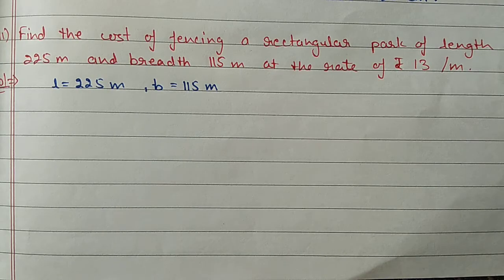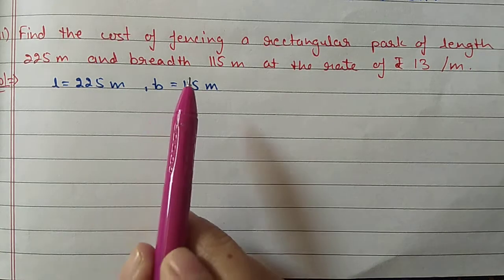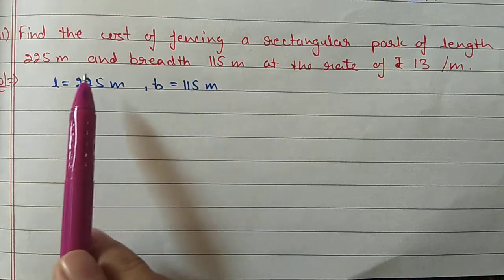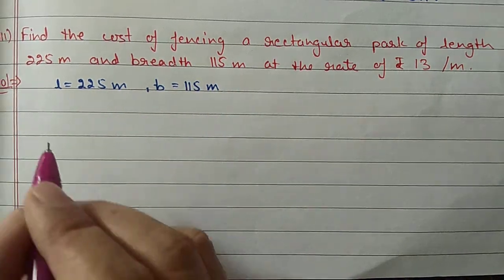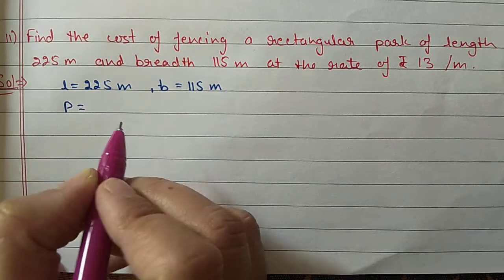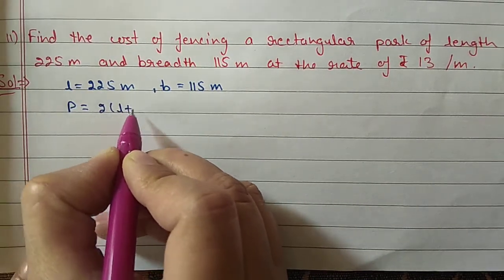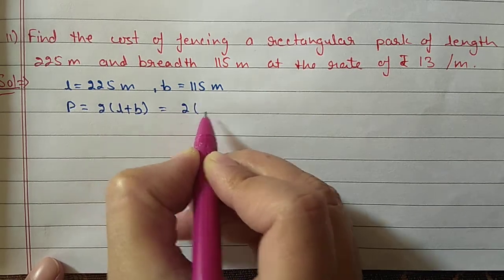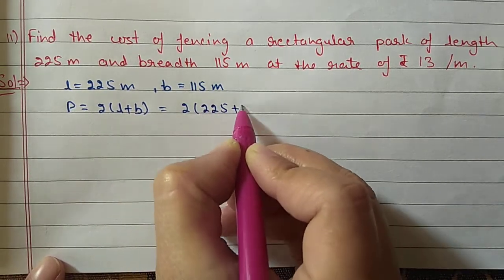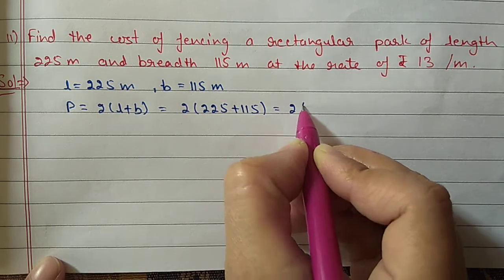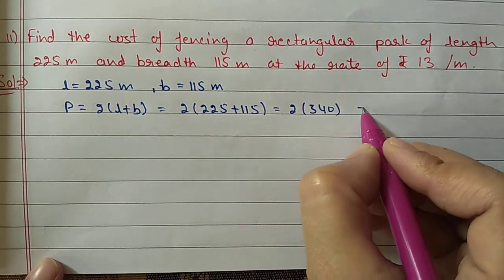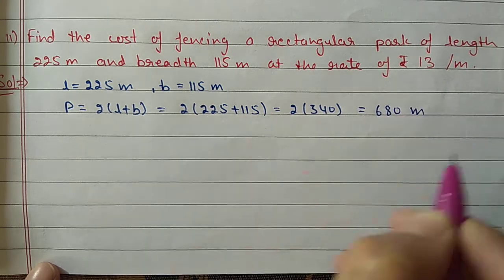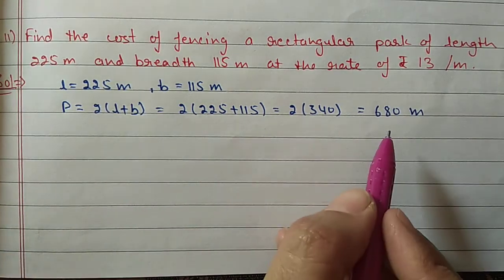Next, question number 11. Find the cost of fencing a rectangular park of length 225 meter and breadth 115 meter at the rate of 13 rupees per meter. Fencing means we have to find the perimeter. Length and breadth are given, so first we'll find the perimeter. This is a rectangular figure, so we will use the formula 2 times (L plus B). L is 225 and breadth is 115. We get 2 into 340, and after multiplication we get 680 meter. So the perimeter of this park is 680 meter.